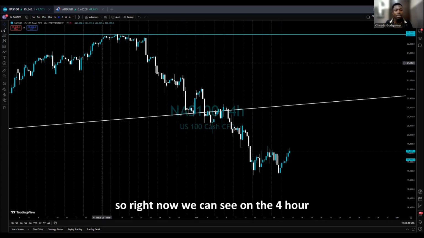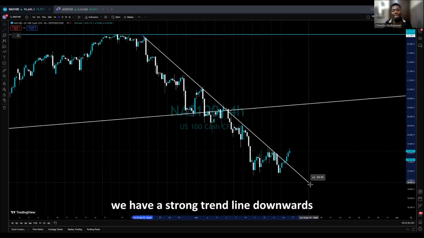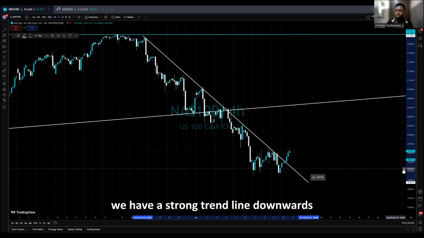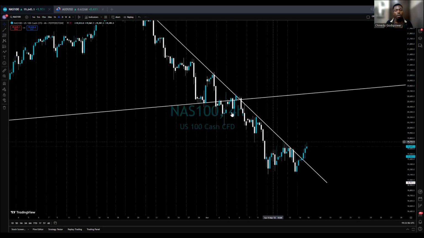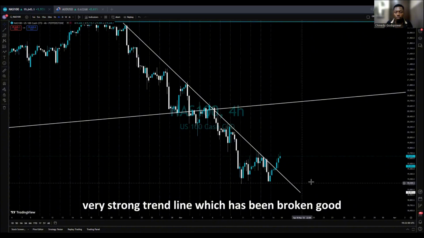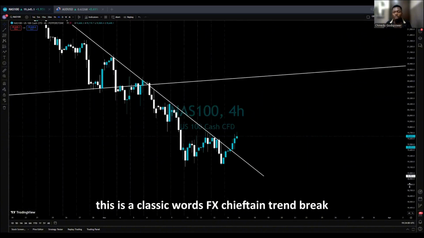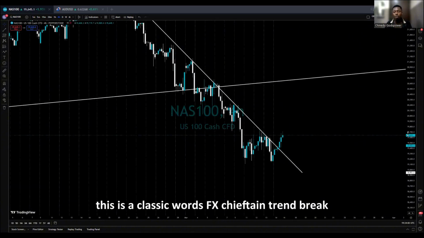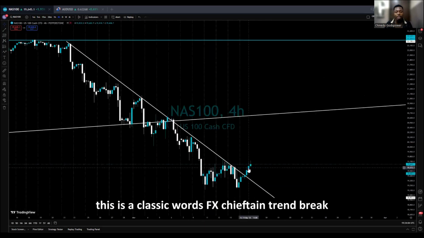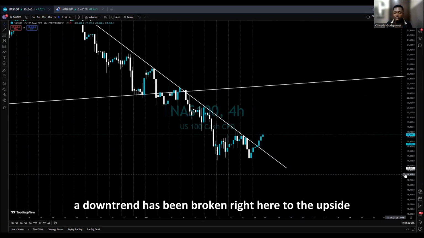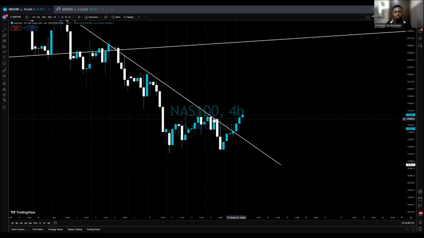So right now we can see on the 4-hour that we have a strong trend line downwards. Very strong line, which has been broken. Good. This is a classic FX Chieftain trend break. A downtrend has been broken right here to the upside.